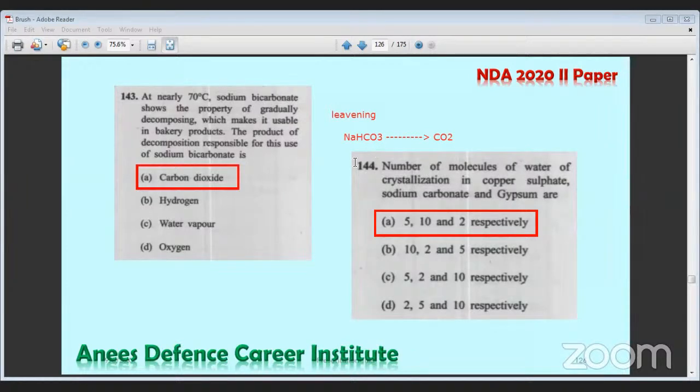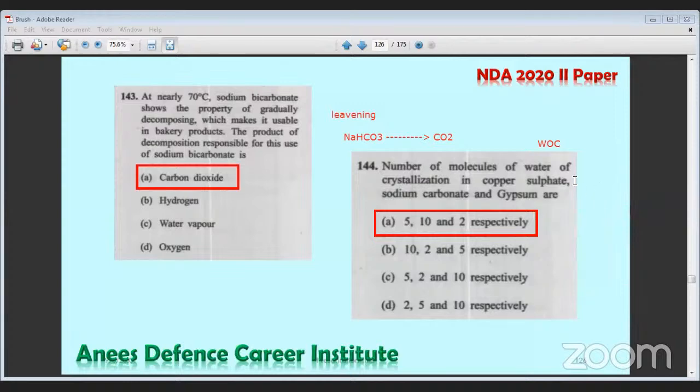This next question is very important because this has been asked multiple times. Look at the question, please. Number of molecules of water of crystallization, इसको बोलते हैं WOC, water of crystallization. That is an integral part of a lot of chemicals. In copper sulfate, that is CuSO4. Sodium carbonate, that is Na2CO3. And gypsum, that is CaCO3.